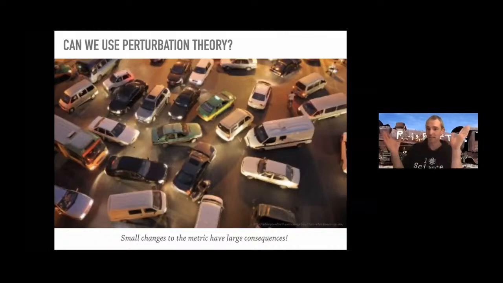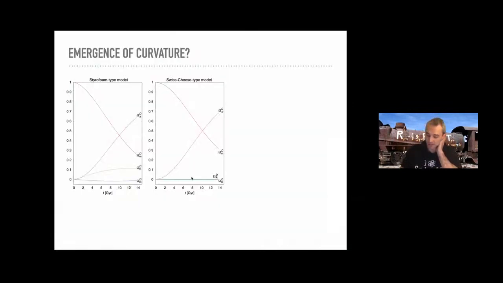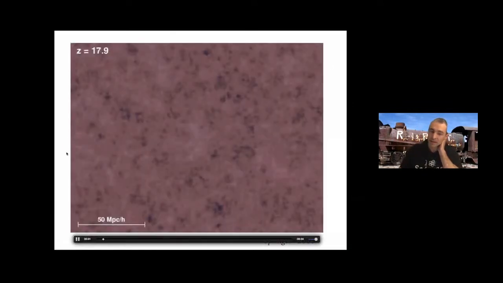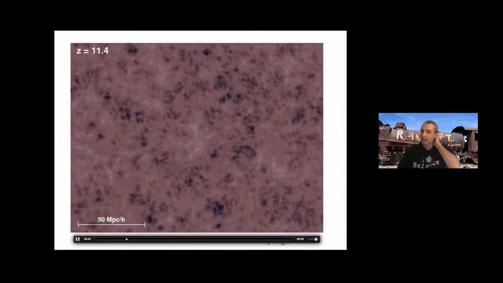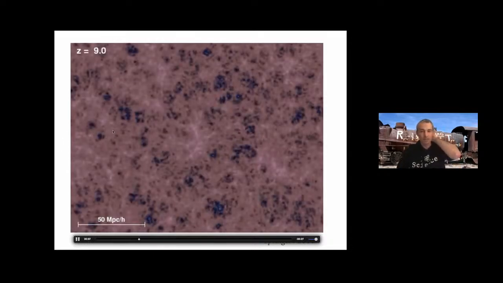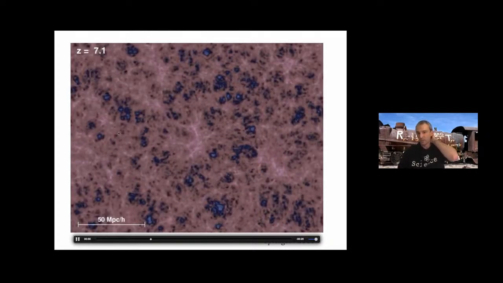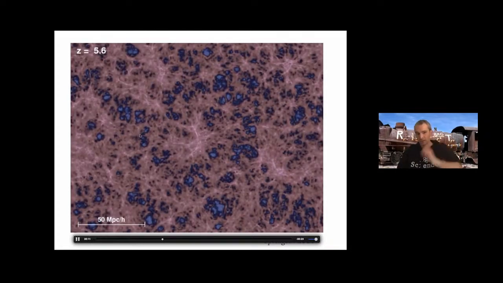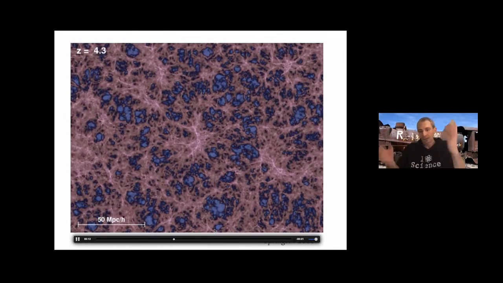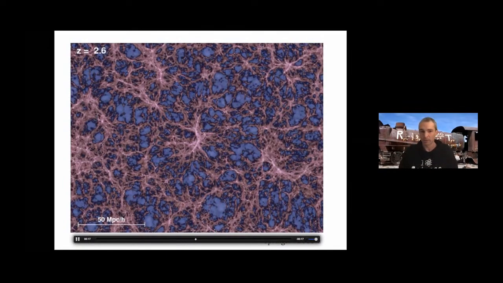it doesn't mean it's invalid. So again, just this visual thing about small perturbations can have big consequences. And this is the same thing with the formation of structure. So it doesn't mean that you can't do this, but these small corrections to the metric may have important influences on what happens in the evolution of the universe. As we know, structure formation can be done perfectly well in a perturbative framework.